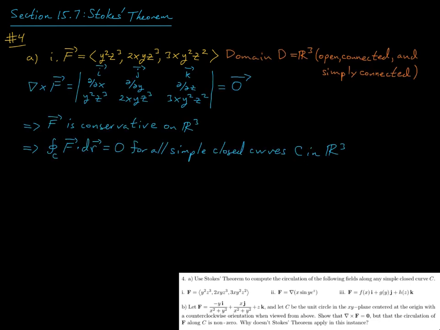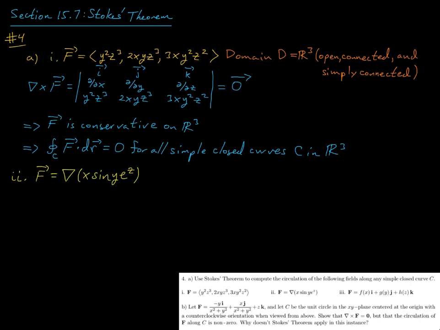So for our first vector field, f, y squared z cubed, comma 2xy z cubed, comma 3x y squared z squared, well, we can easily check that the curl is 0. And the domain of this vector field is all of R3, which is open, connected, and simply connected. And so from the last video, this vector field is conservative on R3, and so the circulation is equal to 0 for all simple closed curves C in R3.